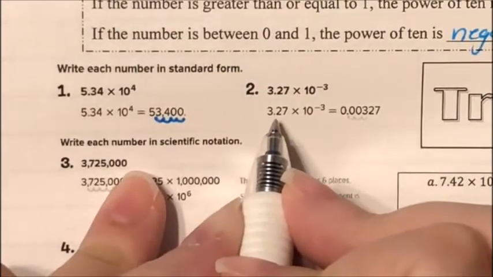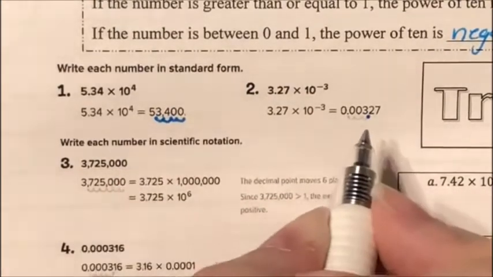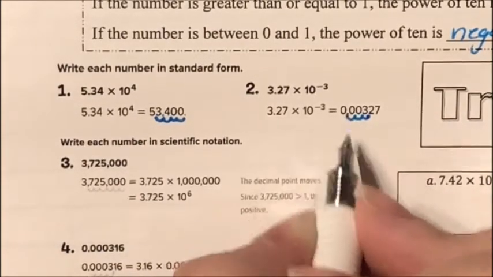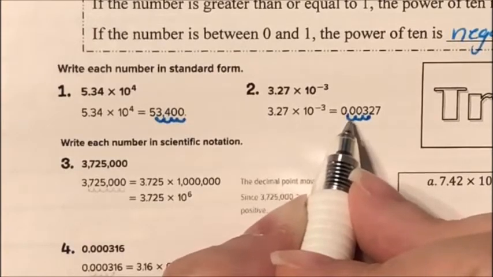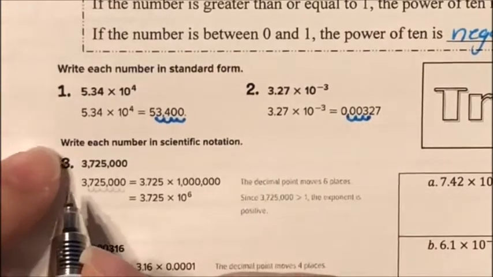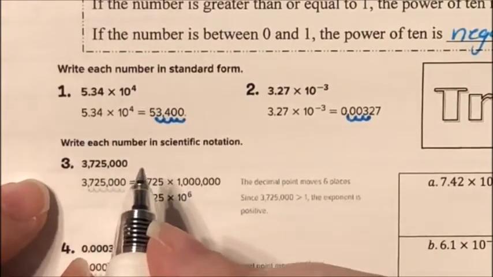Number 2, 3.27 times 10 to the negative 3rd. I start wherever my decimal place is. So in this case, it was here. I'm going to the left because it's negative. 1, 2, 3. So I have 0.00327, okay? So number 3 and 4 ask us to write each number in scientific notation.